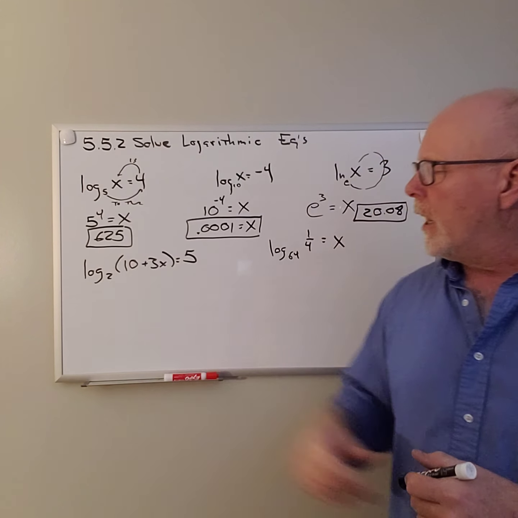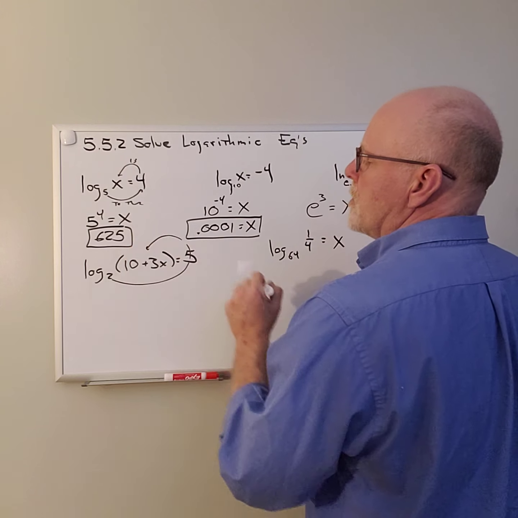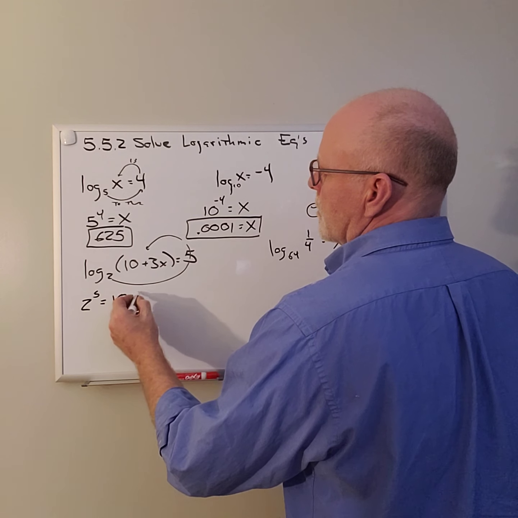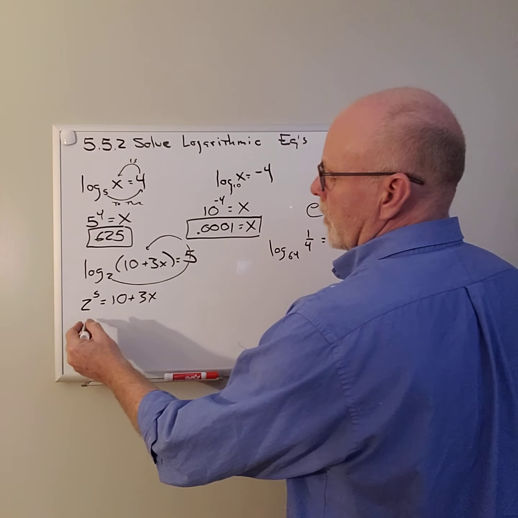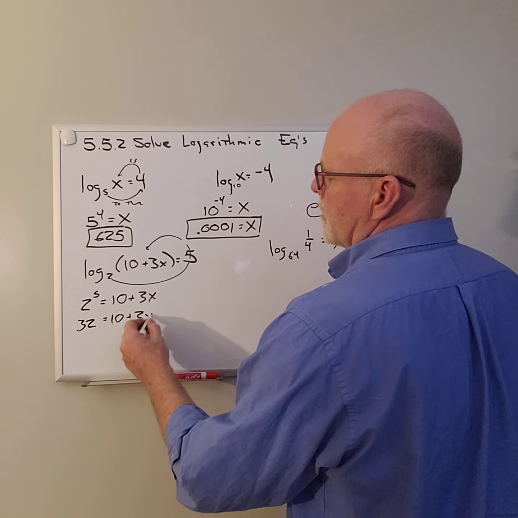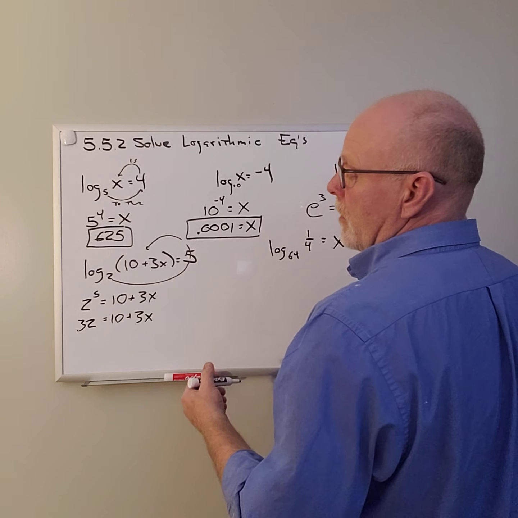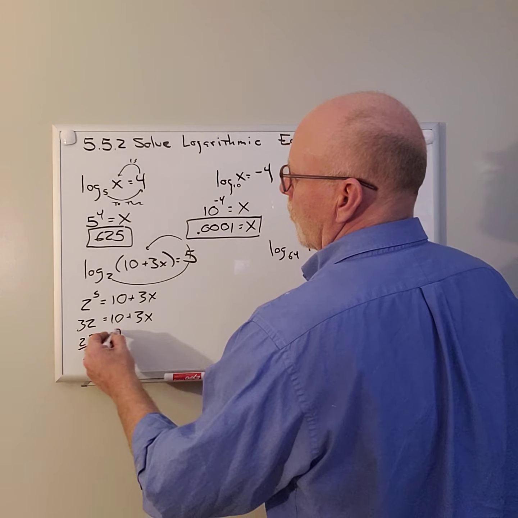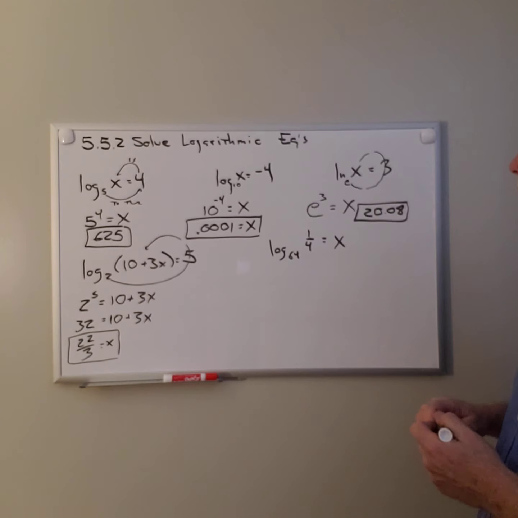This one's a little bit more complicated, but you handle it the same way. 2 to the 5th power is that. 2 to the 5th is equal to 10 plus 3x. 2 to the 5th power, you can figure out in your head or in the calculator. That's going to be 32 equals 10 plus 3x. Subtract 10 from both sides, divide both sides by 3, and you get x equals 22 over 3. Or whatever you put in the calculator and get a decimal for.